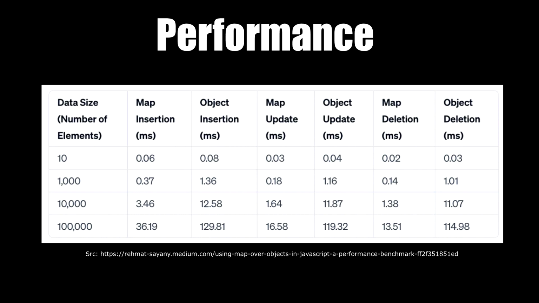When it comes to performance, having a small dataset does not make a big difference. But as the dataset grows, map clearly outperforms objects in terms of write, update, and deletion.